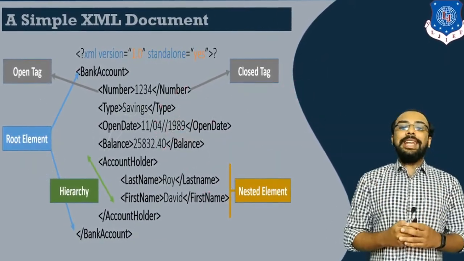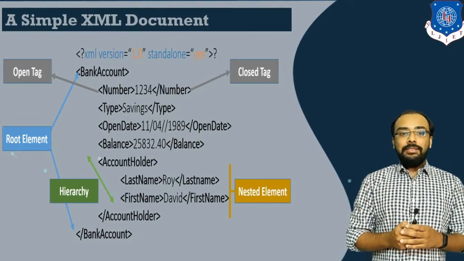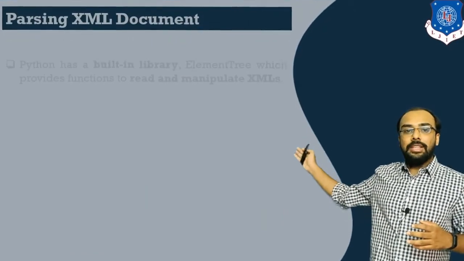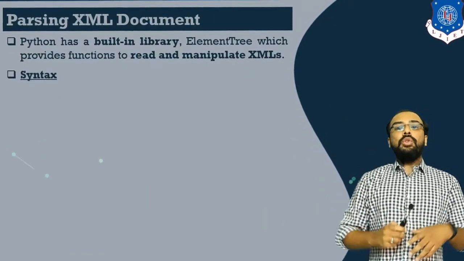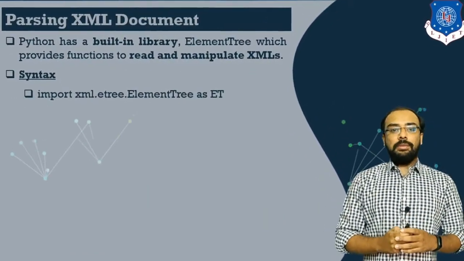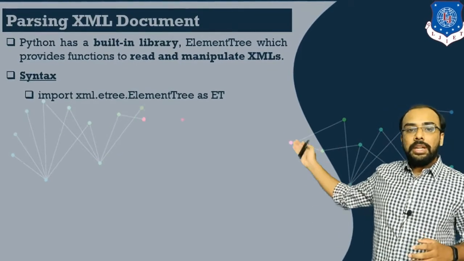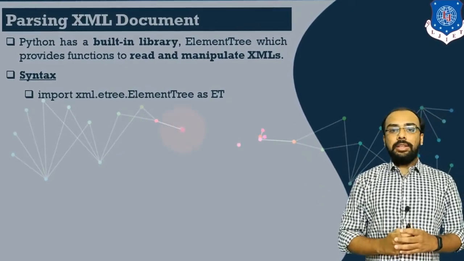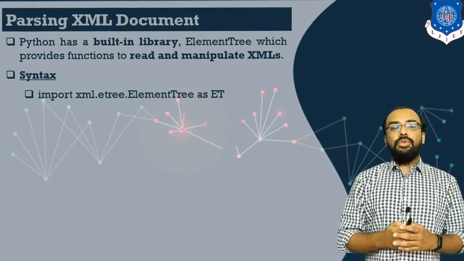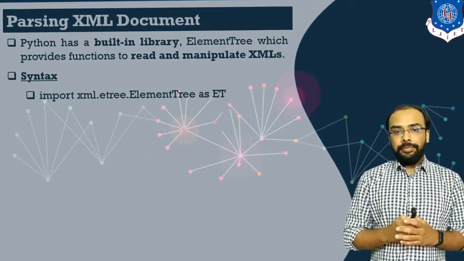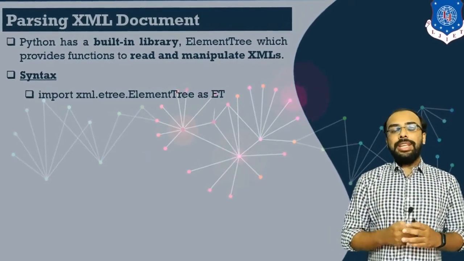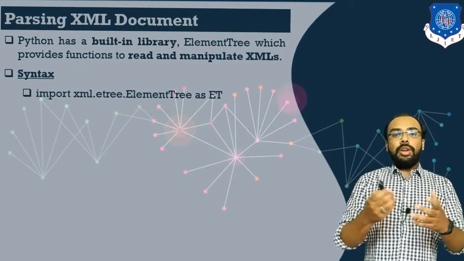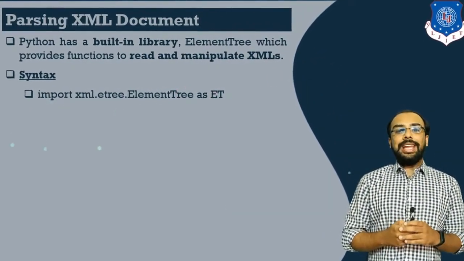You can create any of them. Now the next thing we are going to see is how we can parse our XML documents. There are two different ways of parsing an XML document. The first is the built-in library provided by Python, for which we have to use ElementTree. Inside this ElementTree, it provides functions for reading and manipulating XMLs.